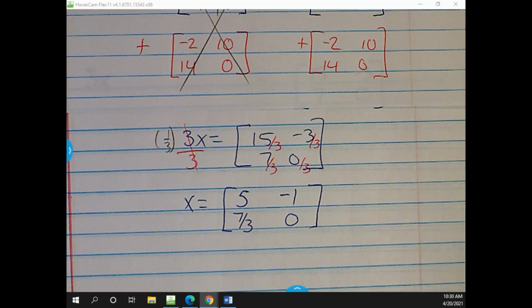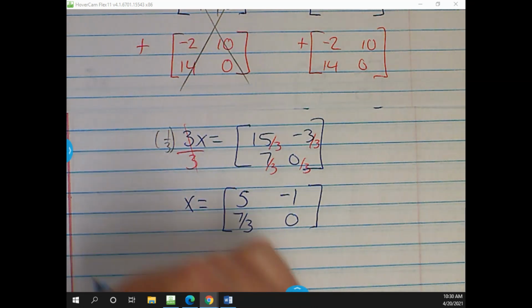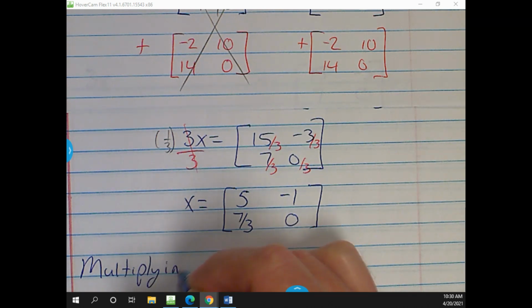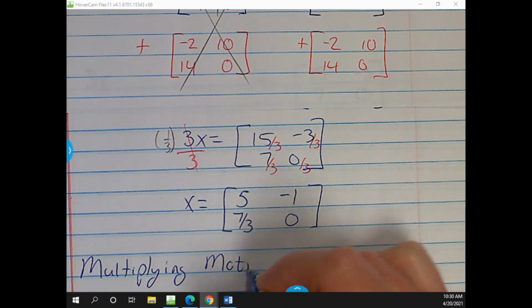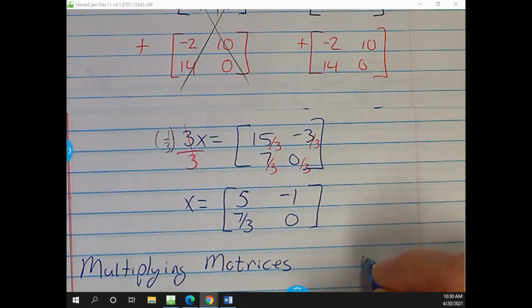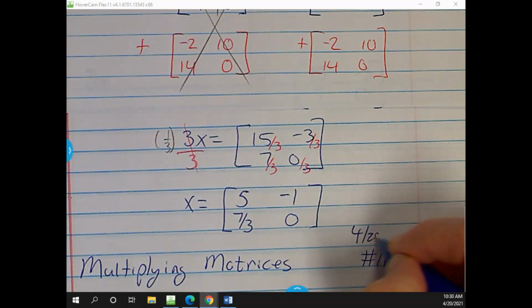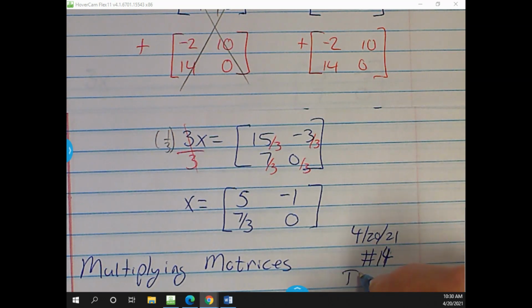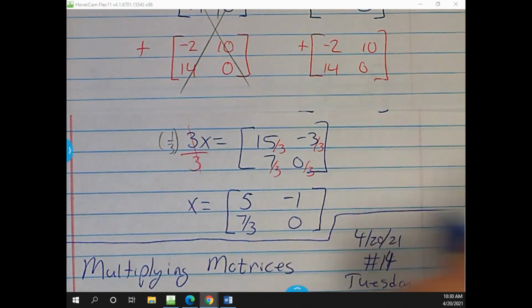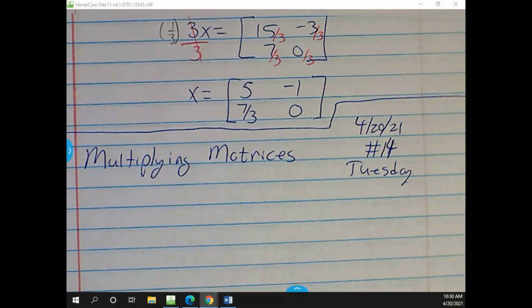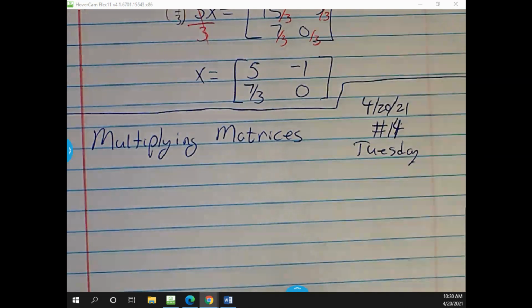But here's where we actually jump in today. This is where we're actually going to start multiplying matrices. Keeping up with notes, this would be number 14. Again, today's date is April 20th, and today is a Tuesday. If you start your notes back on the first part, when we were doing the review, that's fine, but just keep up with where we are. This is the multiplying part.